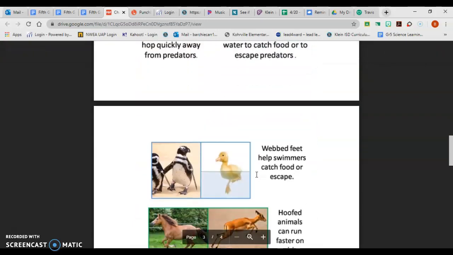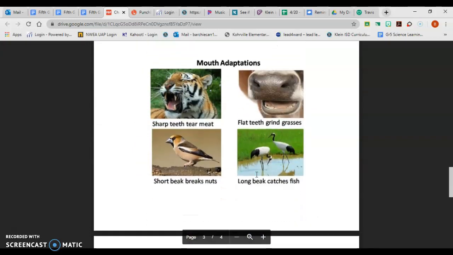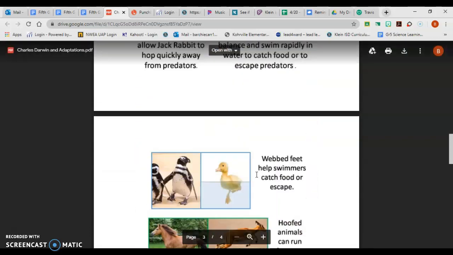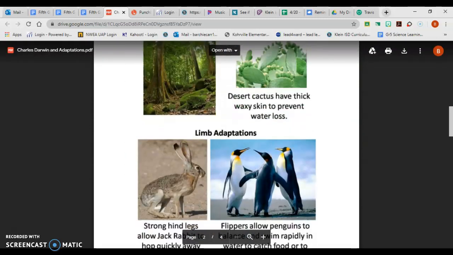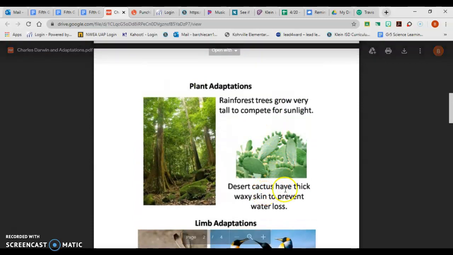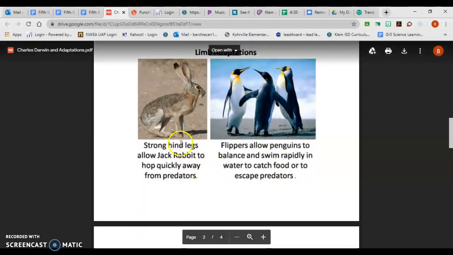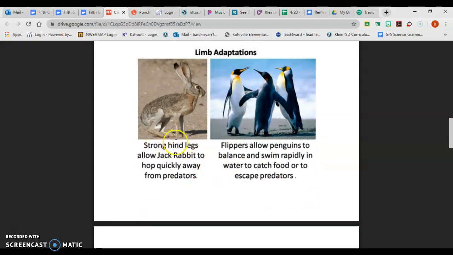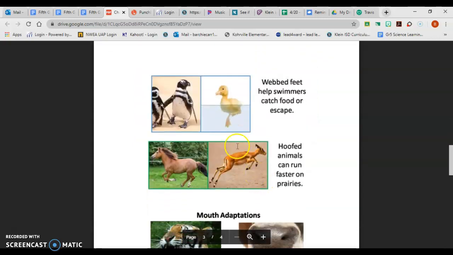And so think about the structure and the function. I'll go ahead and tell you for right now, for example, the structure here is this thick, waxy skin, and the function of that skin is to prevent water loss. Again, the structure would be the strong hind legs, and the function is so that they can get away quickly. And you're going to see stuff like that all the time. So here, the structure is the webbed feet. That's the physical body part. And the function is so that they can help swim.